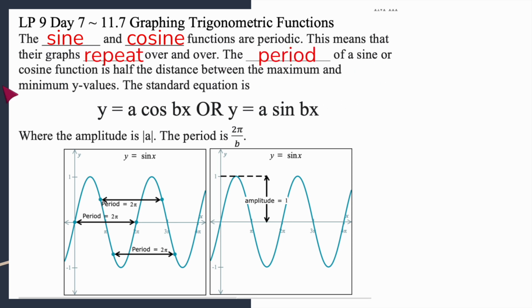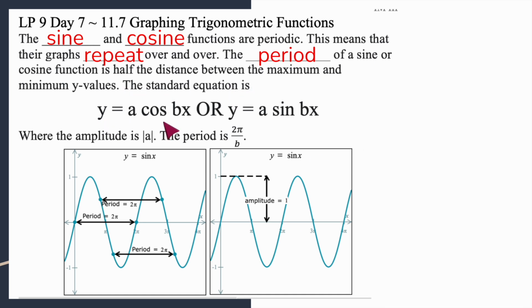The amplitude of a sine or a cosine function is half the distance between the maximum and the minimum. So it's this halfway point. It's half the distance of the total height between crest and bottom.